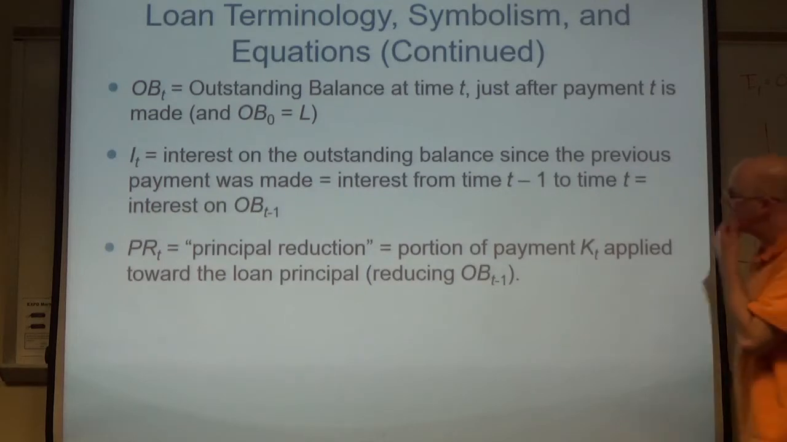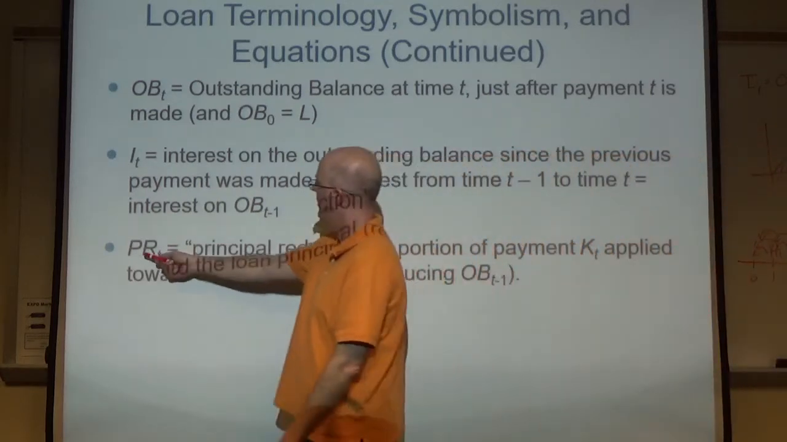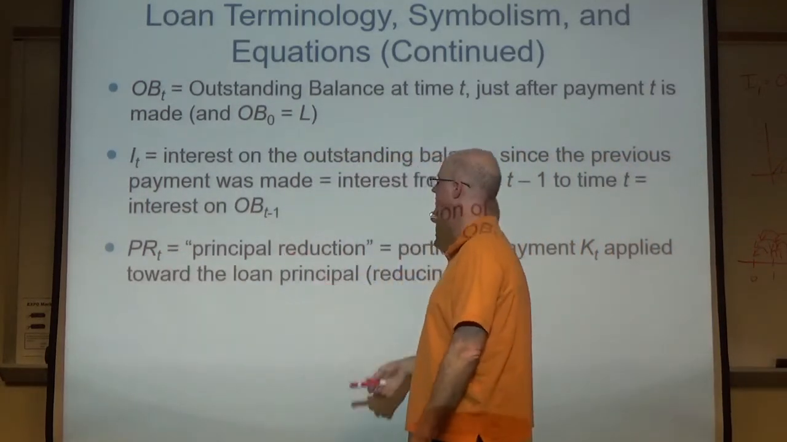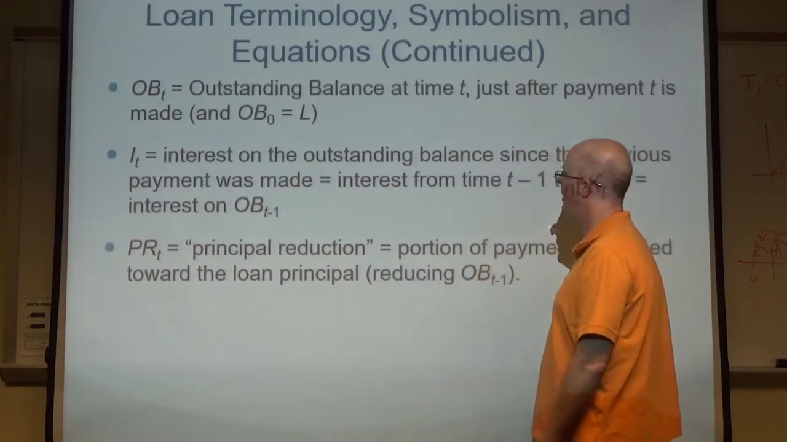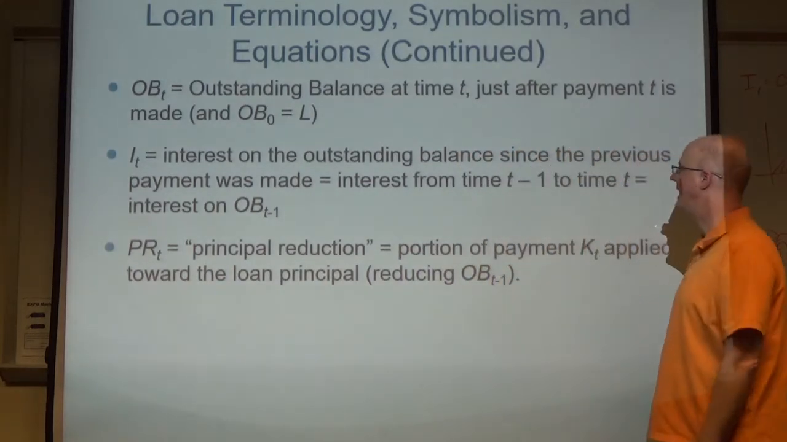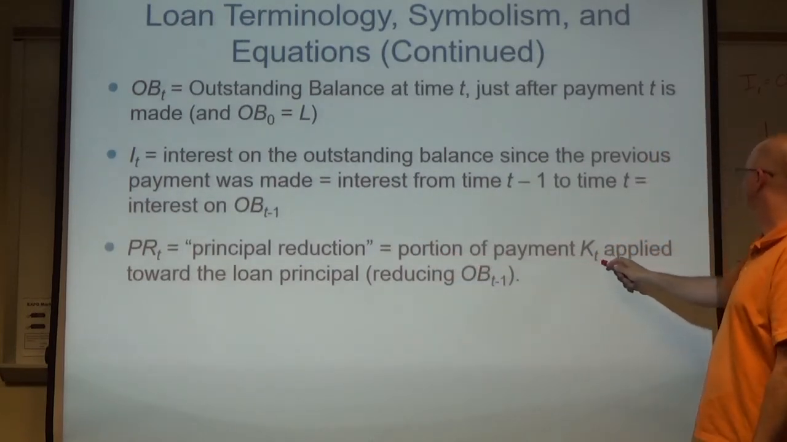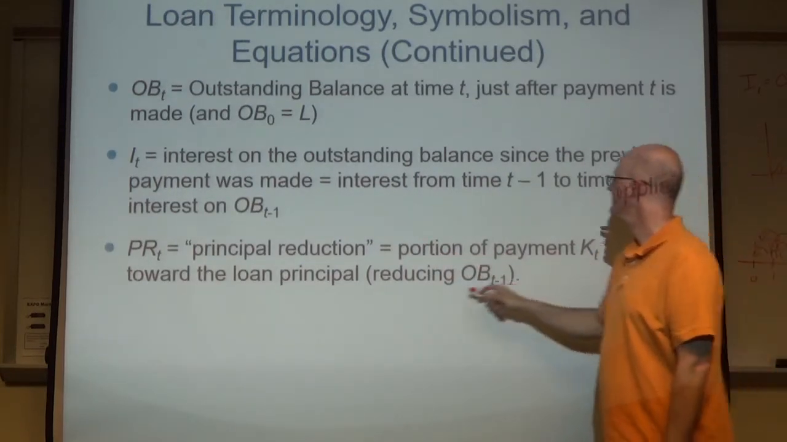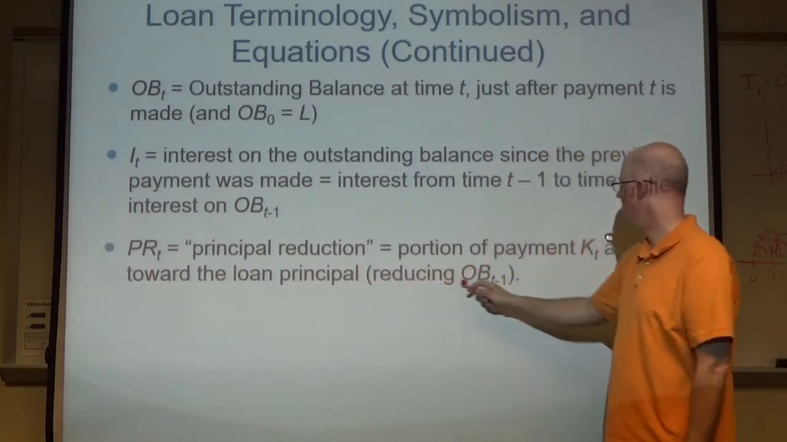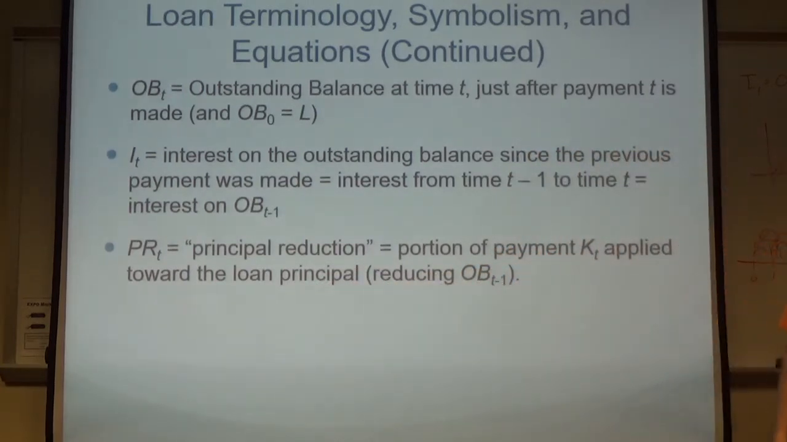PRt, what does PR stand for? PR stands for principal reduction. Your principal, the amount you owe, is going down over time. How much does the outstanding balance go down? It's the portion of payment Kt that goes toward reducing the principal, reducing the value of OB sub t minus 1 to a new lower value, typically OB sub t.